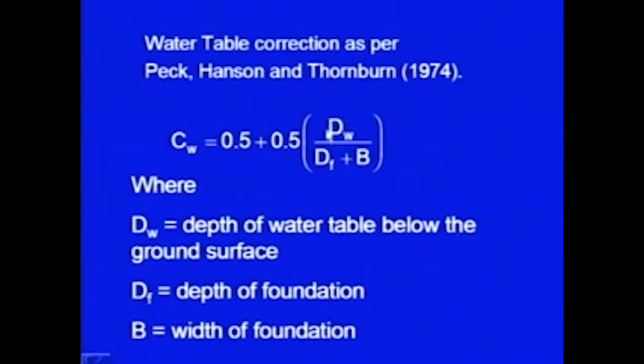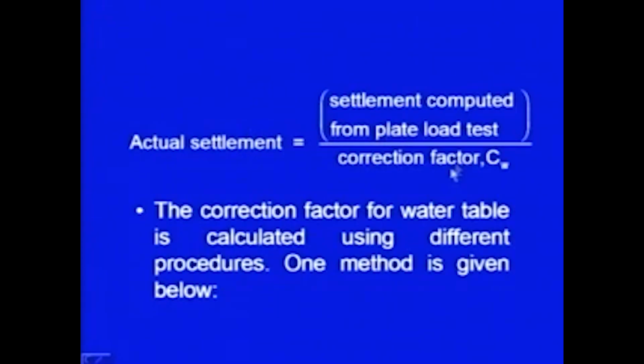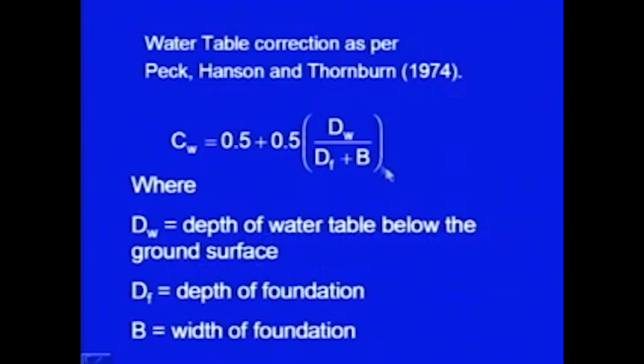So, if dW is equal to 0, it means the depth of water table is 0, so the water table is at the ground surface itself. Then CW will be equal to 0.5, and if you put it here, the actual settlement will be just double. So, this correction has to be applied.